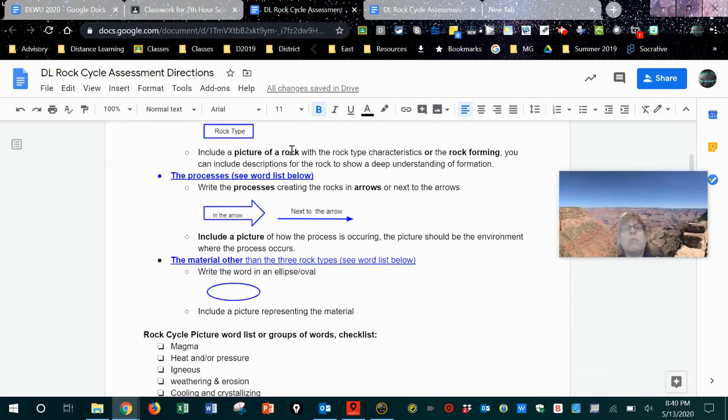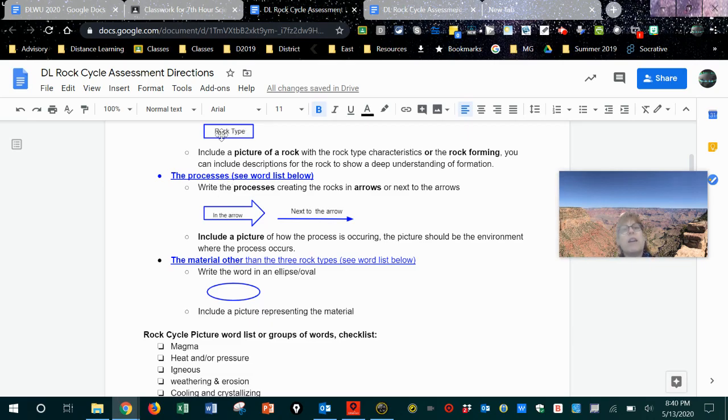It says include a picture of a rock with the rock type characteristics or the rock forming. You can include descriptions of the rock to show a deep understanding of formation. So you might say an example of an igneous rock is, and then describe that rock or show a picture of it. The next thing that you need to make sure you have is the processes that form each rock.